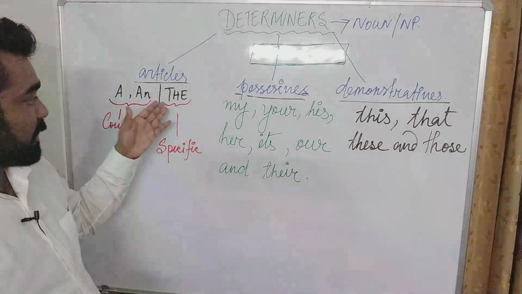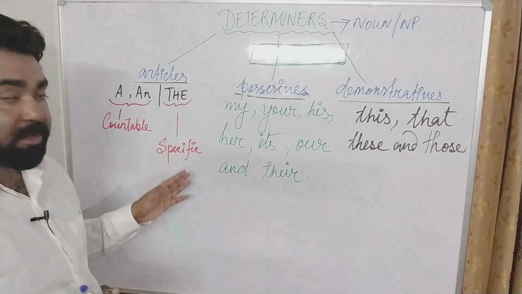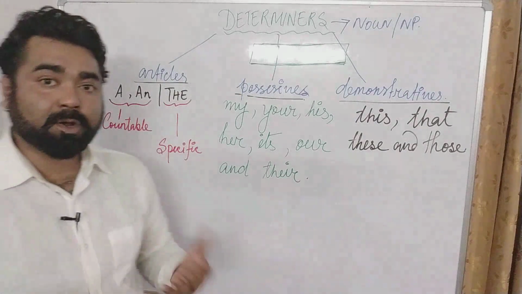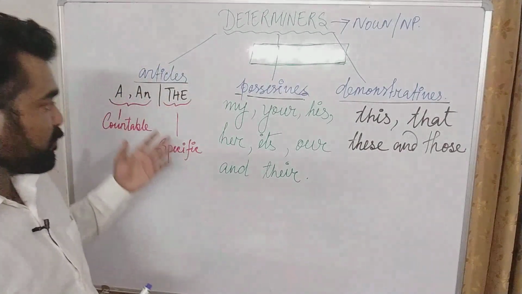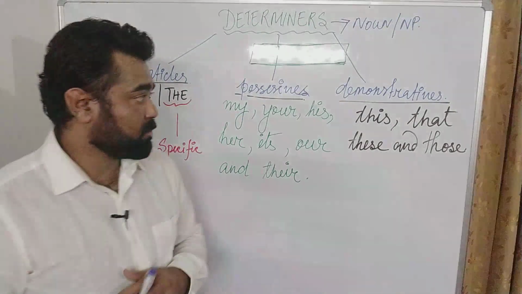The is, like I said, the definite article. It's used to mention specific things. For example, the Himalayas. There is only one mountain range in the world known as the Himalayas, so we have to use the before Himalayas because it's specific, it's not ambiguous.